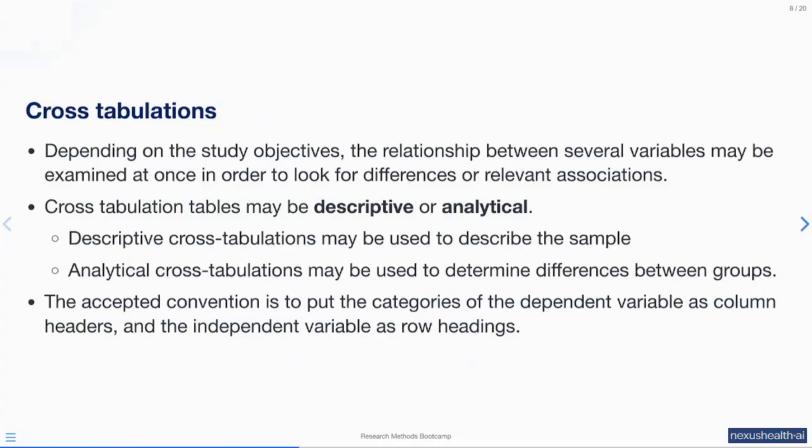Cross-tabulations. Depending on the study objectives, the relationship between several variables may be examined at once in order to look for differences or relevant associations. Cross-tabulation tables may be descriptive or analytical. Descriptive cross-tabulations may be used to describe the sample. Analytical cross-tabulations may be used to determine differences between groups. The accepted convention is to put the categories of the dependent variable as column headers and the independent variable as row headings.